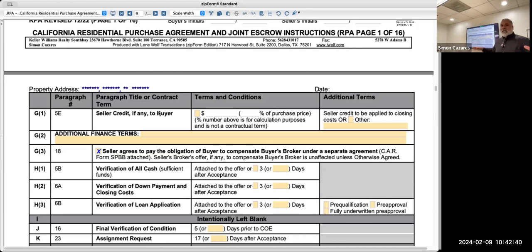So are we all on the same page? And that also includes people on Zoom: if you don't have a buyer representation agreement signed and executed by the buyer, then you're not going to check section G3. Now, I'm going to go to paragraph 18, and then we're going to dive deep into that form SPB.